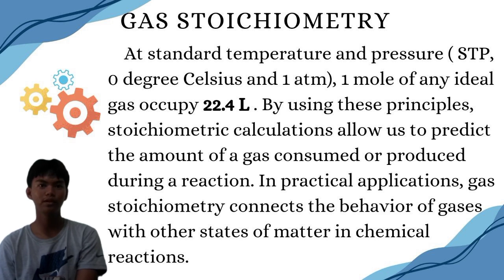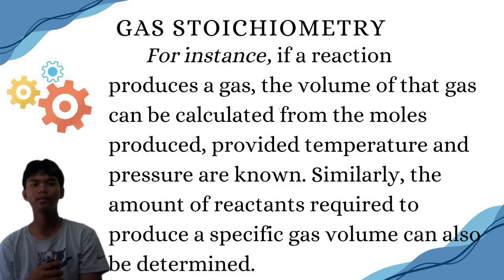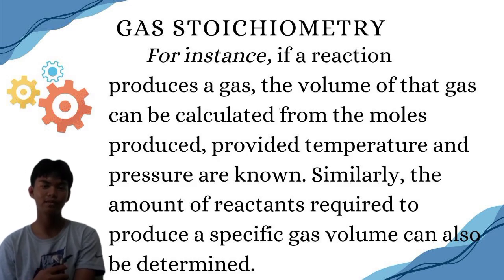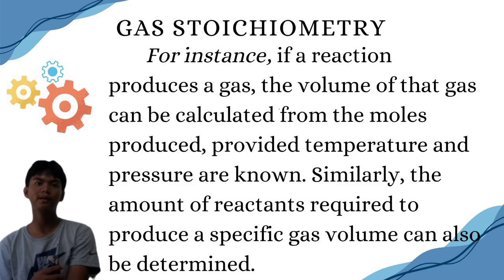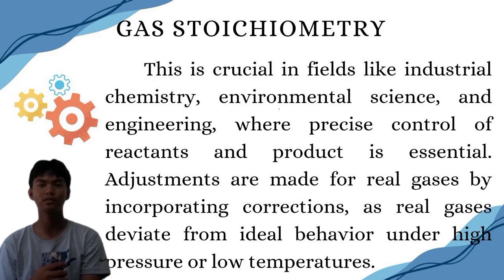By using these principles, stoichiometric calculations allow us to predict the amount of gas consumed or produced during a reaction. In practical applications, gas stoichiometry connects the behavior of gases with other states of matter in chemical reactions. For instance, if a reaction produces a gas, the volume of that gas can be calculated from the moles produced, provided temperature and pressure are known.